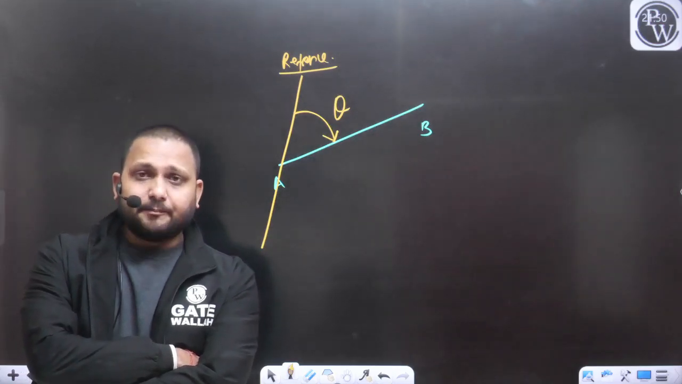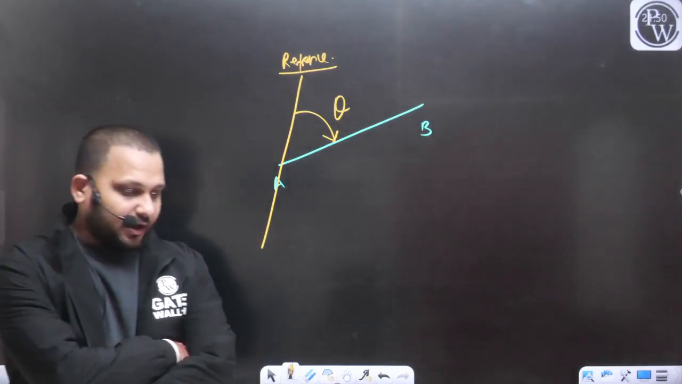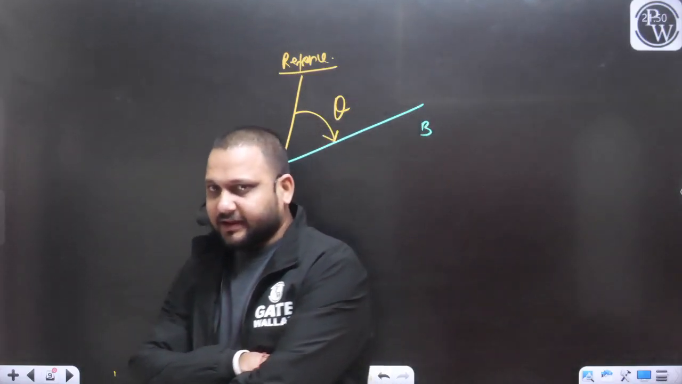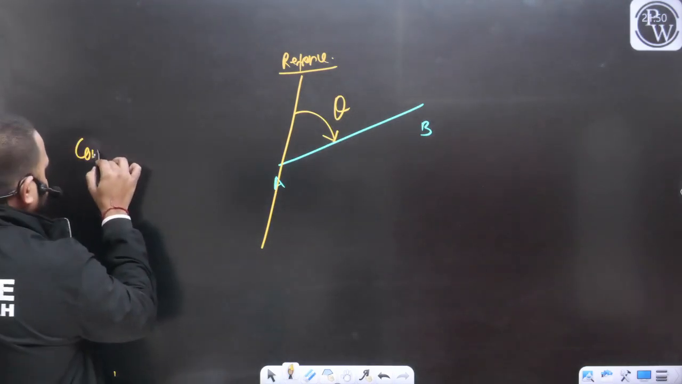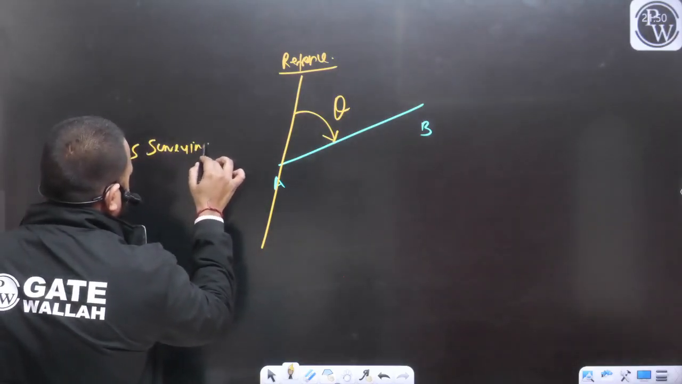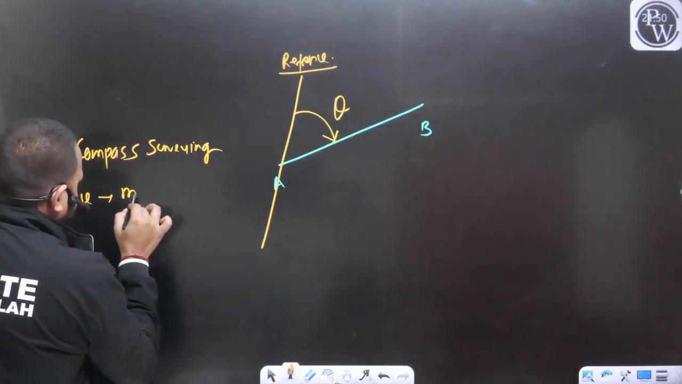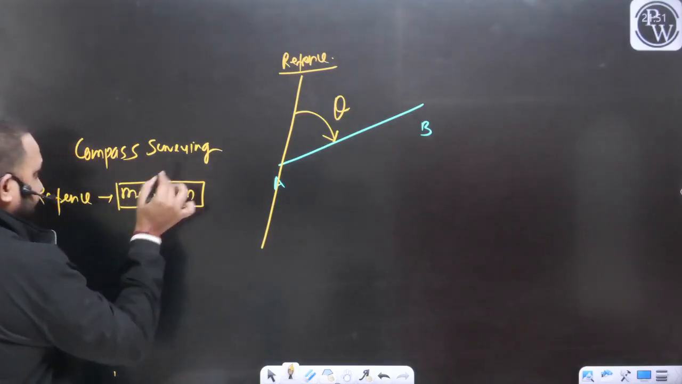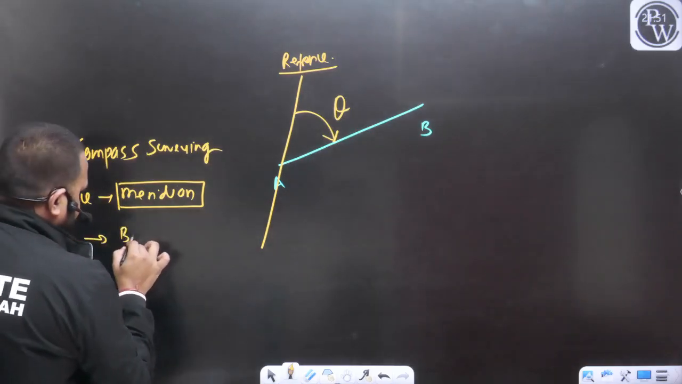So in compass surveying, we are measuring the horizontal angle in terms of bearing. What is the terminology in the case of compass surveying? For the reference we will use the term meridian, and for the horizontal angle, we will use the term bearing.